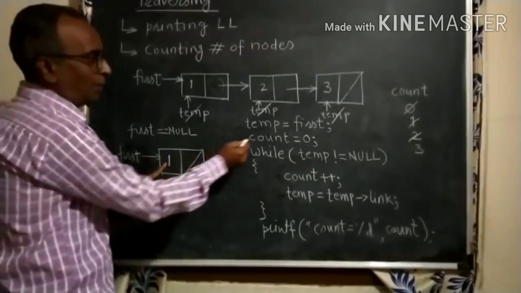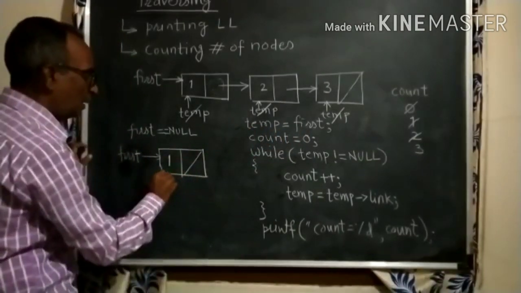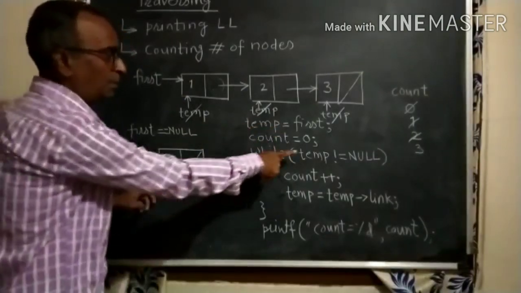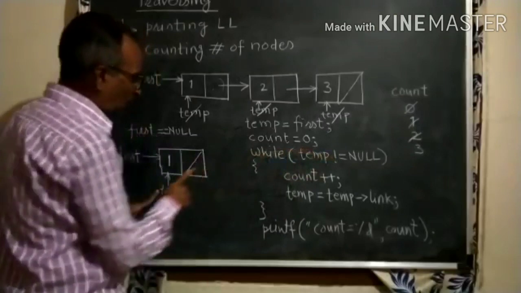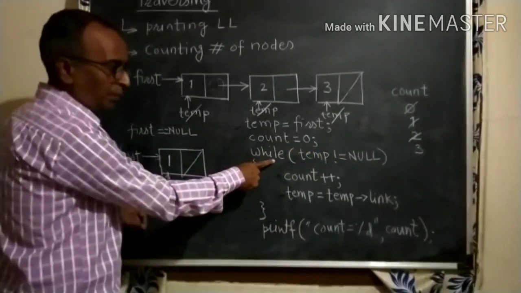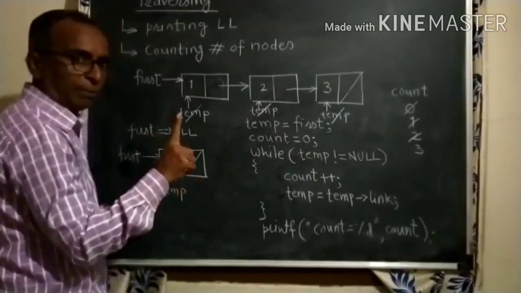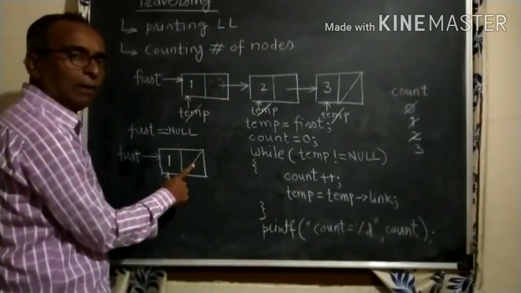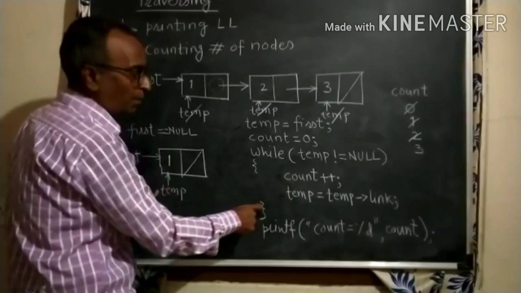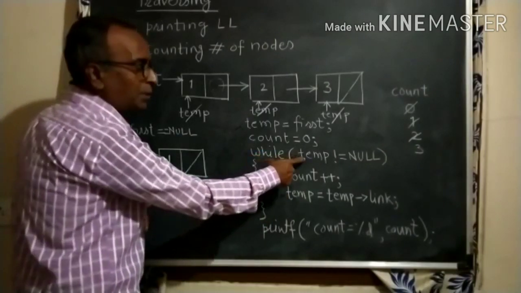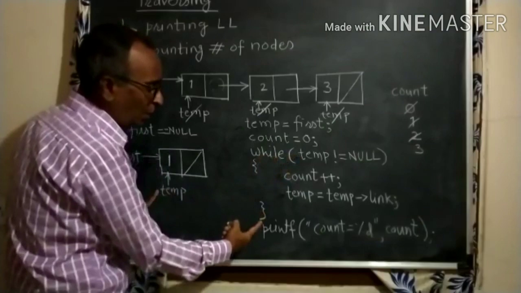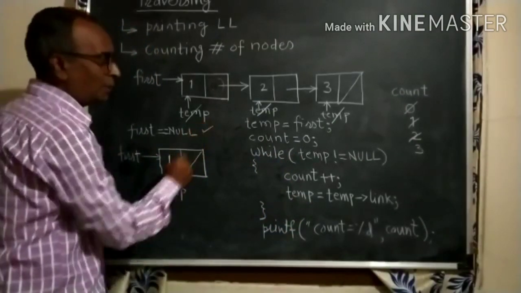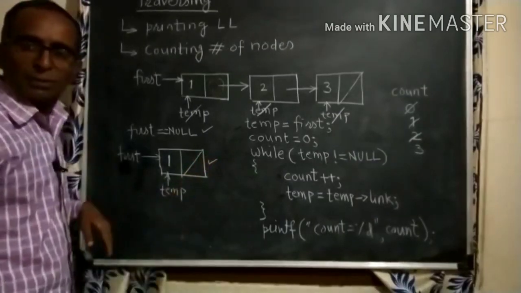So what will happen? First is given to temp. Temp is pointing here now. Count is 0. Then, temp not null? Yes, temp is not null. Count will be incremented. Count will be 1. Temp's link is given to temp. Temp's link is null, so null will be given to temp now. When it comes again to the condition, it will be false, it will come out and the count printed will be 1. So for an empty list it works, and for this also it works.